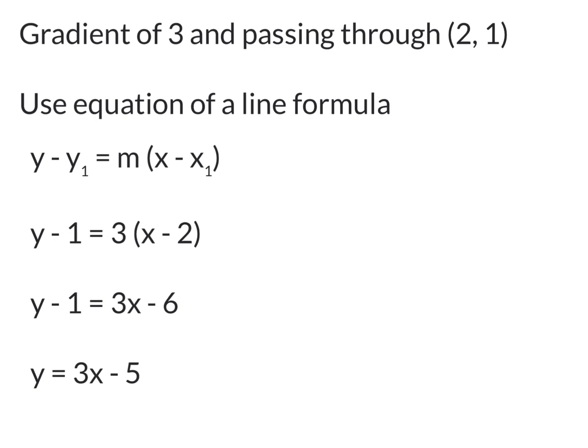So now we're going to use that information, gradient of 3, and passing through the point 2, 1, to find the equation of the line. And we use the formula y minus y1 equals m, x minus x1. Sub in y1 is 1, gradient of 3, and x1 is 2. Expand your brackets, and we end up with the equation of the line that's parallel and passes through the point 2, 1 is y equals 3x minus 5.